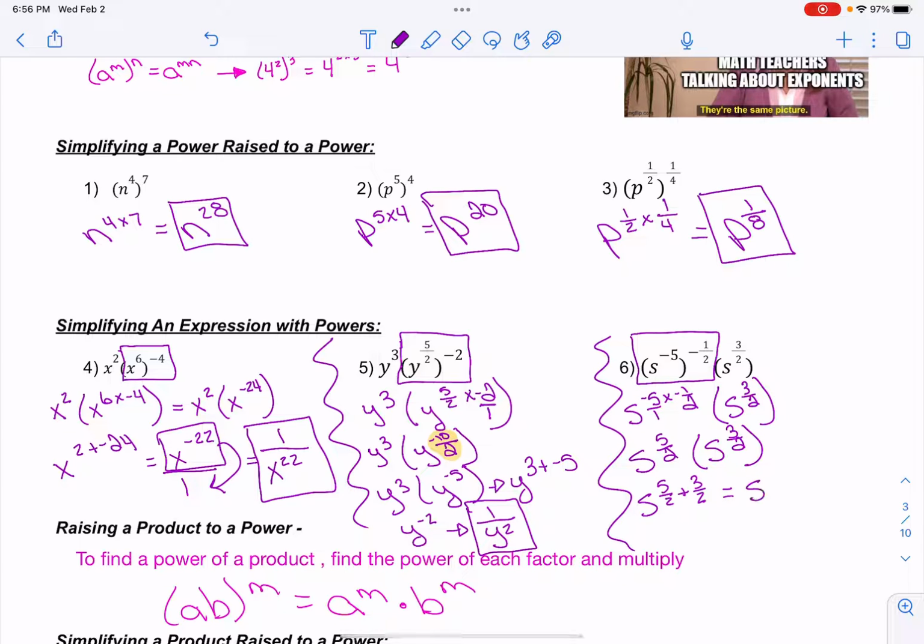When we add fractions, we only add across the top. Remember, they have to have the same denominator to be added, but we do not actually add those bases together. So we only add the top. So 5 plus 3 is 8. On the bottom, we just keep 2. And then again, you want to simplify that fraction if you can, to which we can. 8 divided by 2 is 4. So we end up with s to the 4th power.